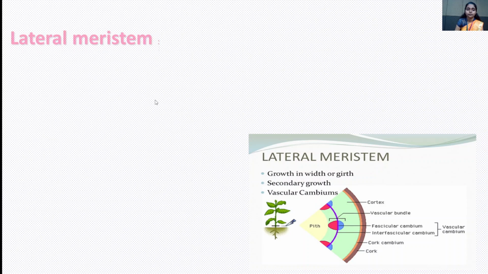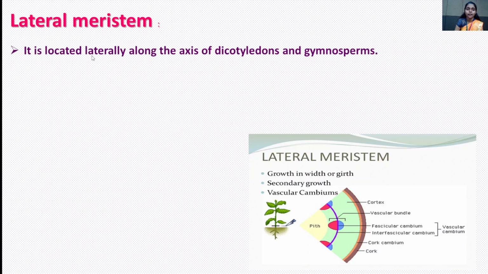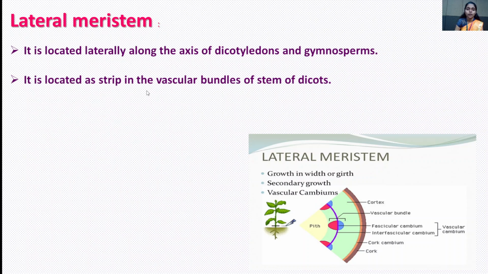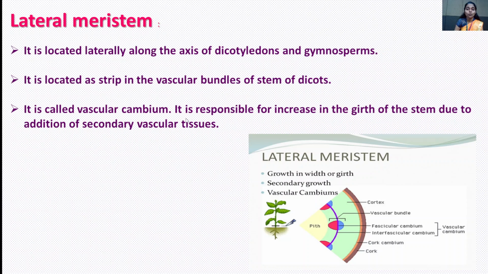Moving to the next slide. Lateral meristem. This is the third meristem type. It is located laterally along the axis of dicotyledons and gymnosperms. It is located as a strip in the vascular bundles of the stem of dicots. It is called the vascular cambium. It is responsible for increase in the girth of the stem due to addition of secondary vascular tissue.